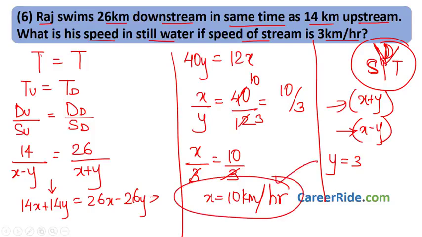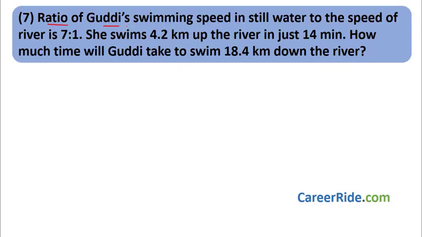Going to question number 7. Ratio of Guddi's swimming speed in still water to the speed of river is 7:1. She swims 4.2 kilometers up the river in just 14 minutes. How much time will Guddi take to swim 18.4 kilometers down the river? Again, very easy sum. This is a speed distance time.